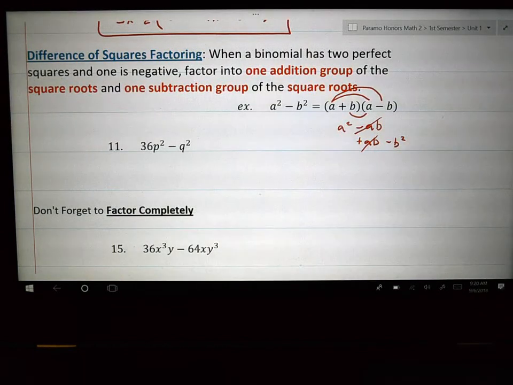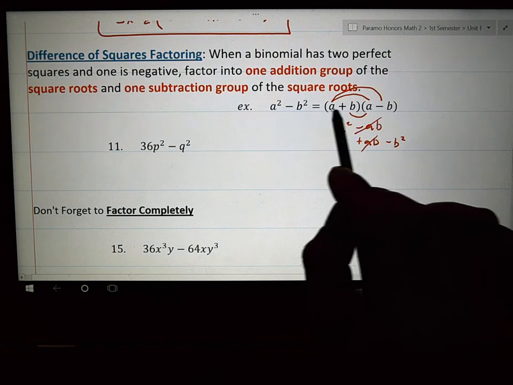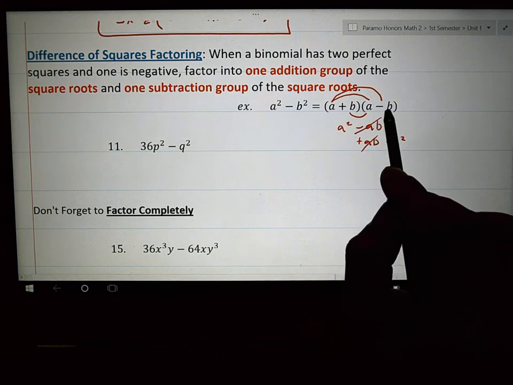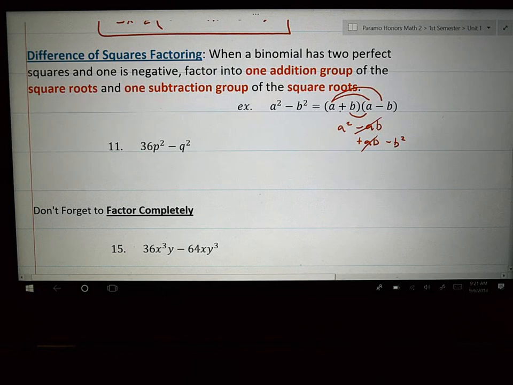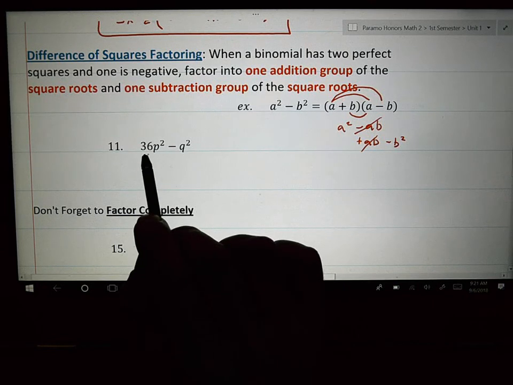A difference of squares always factors to a positive and a negative factor of the square roots. All I have to know is what's the square root of the first one? Put that there, put that there. What's the square root of the second one? Put that there, put that there. Put one plus sign, one minus sign in the middle. It will work when you FOIL it. Let me give you an example. Do you know what the square root of 36 is?